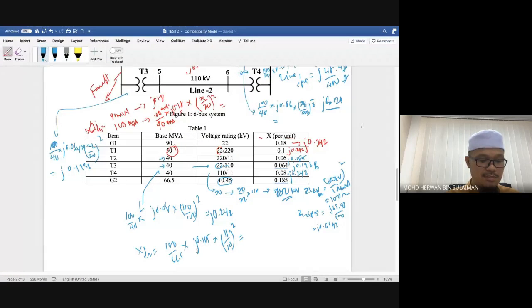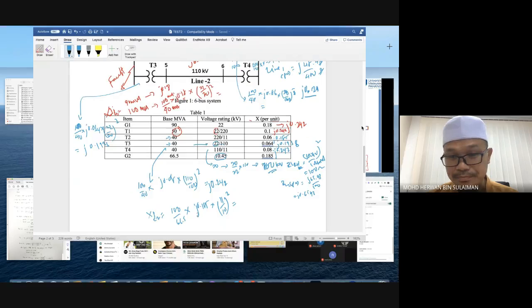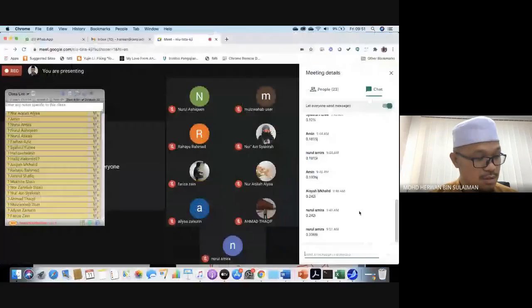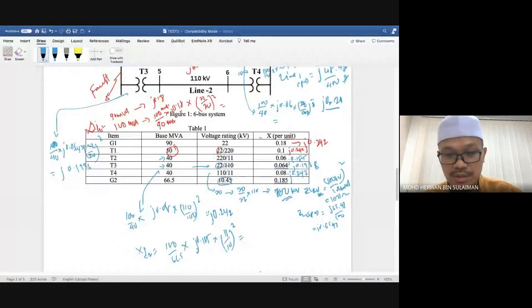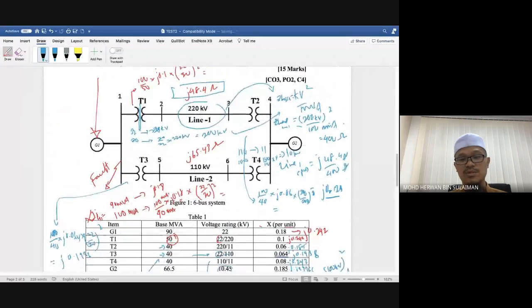100 divided by 66.5 multiplied by 0.185. What do you get? 3366, correct? So your value here is j0.3366. So once you obtain all these values, then you can sketch your diagram.